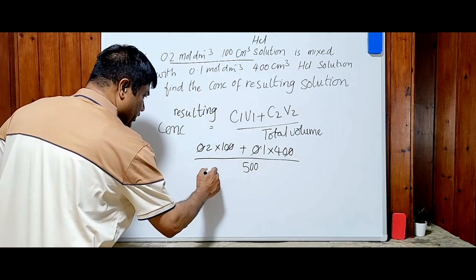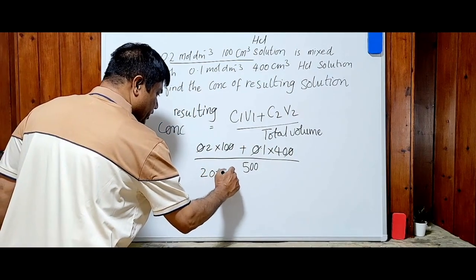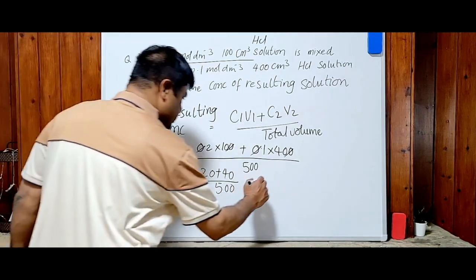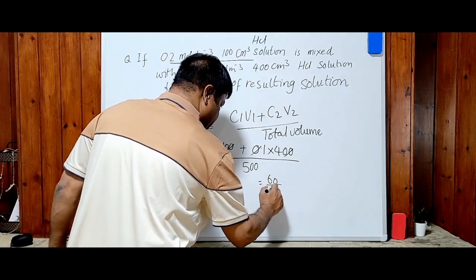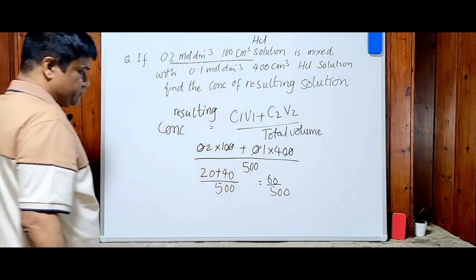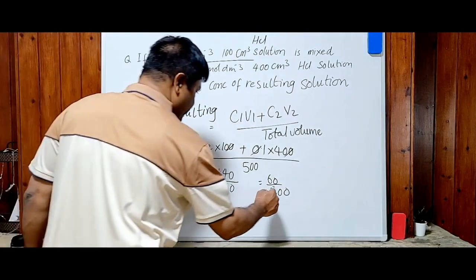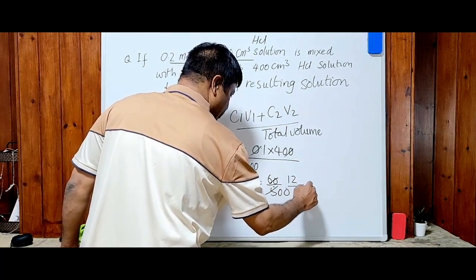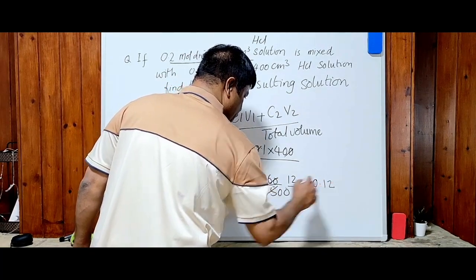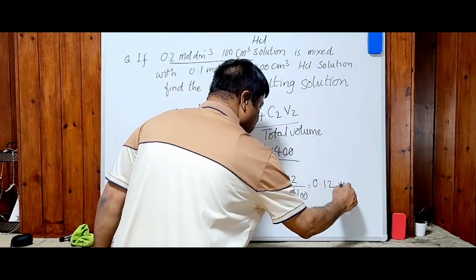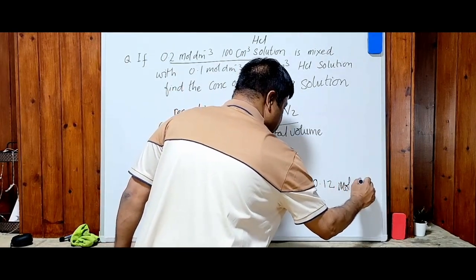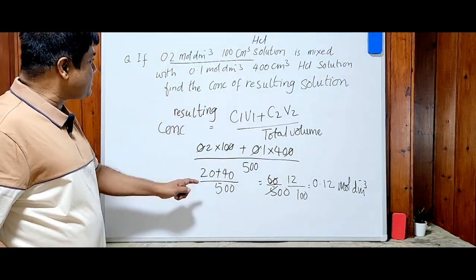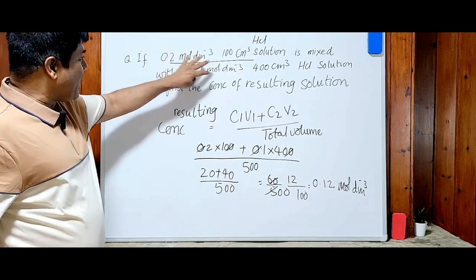So 20 plus 40 divided by 500. 20 plus 40, 60 divided by 500. 5 times 12, 12 divided by 100, which is nothing but 0.12 mole dm minus 3. See, always the resulting concentration is less than the concentration of individual acids.